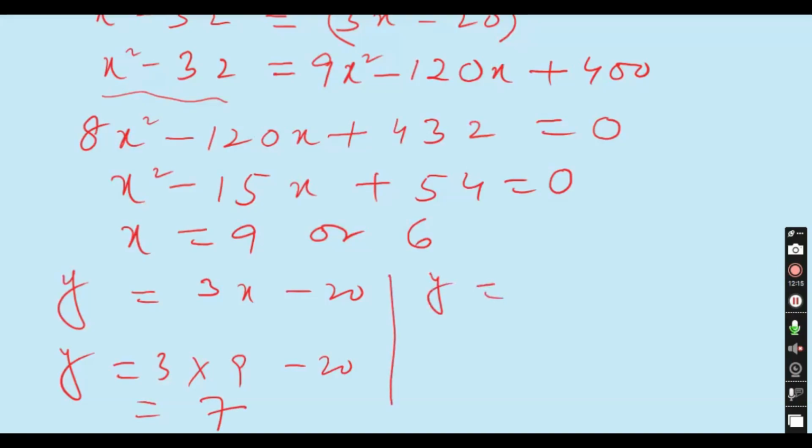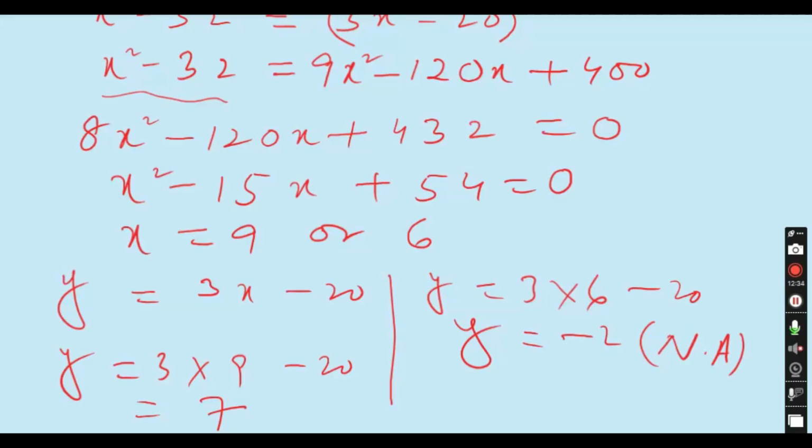And y is equal to 3 into x, the second value, which is 6, minus 20. y is equal to 3 sixes are 18. And 18 minus 20 is minus 2, which is not admissible.